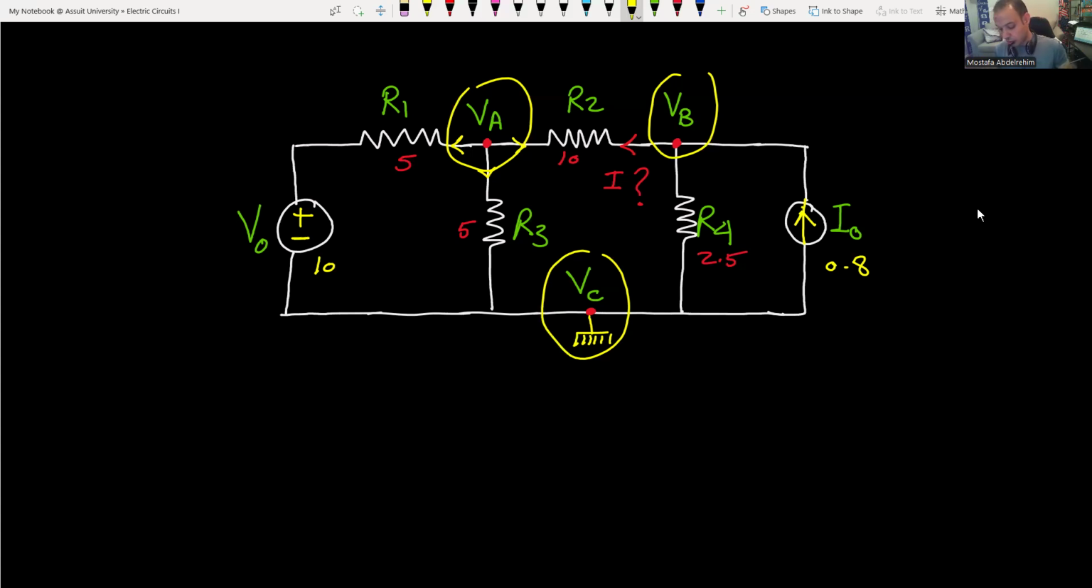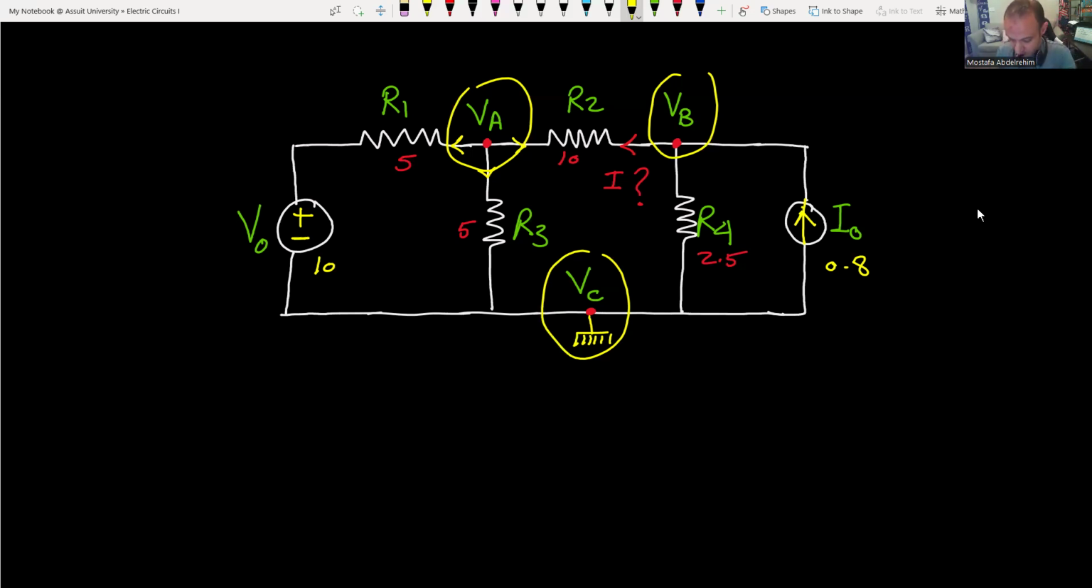Usually we choose the one at the bottom, because it's a ground. That's basically the reason behind it. Otherwise, you can pick any one, which is why I picked VC. The third step is to go to the remaining nodes and apply Kirchhoff's current law. That's why I said before, it's basically Kirchhoff's and Ohm's law. So let's go to VA first.